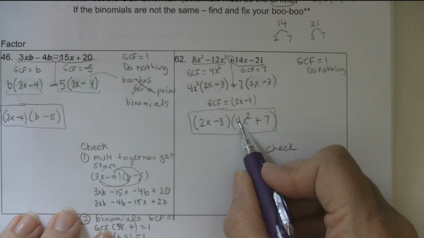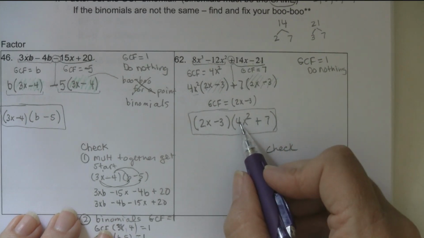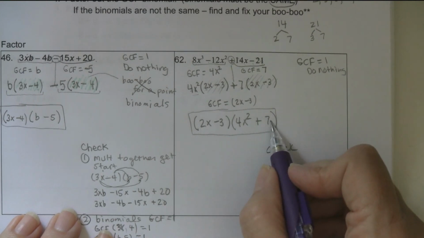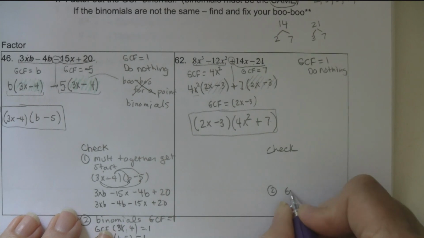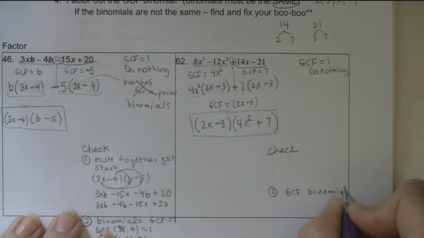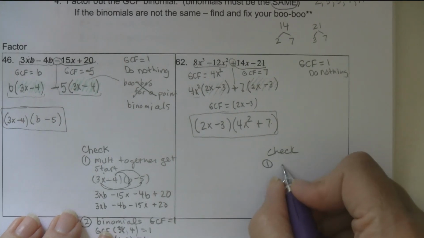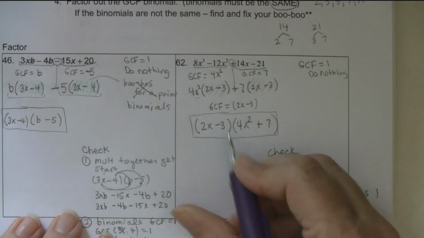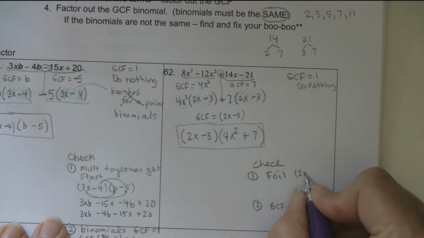4 is the smallest number up there. 4 doesn't go evenly into 7. Things that divide evenly into 4 are 2 and 1. 2 doesn't go evenly into 7, so they have 1 in common. So I've checked step 2. The greatest common factor of my binomials is 1, right? And then the first check is to FOIL, right, this, and make sure you get what you started with. So get ahead of me.